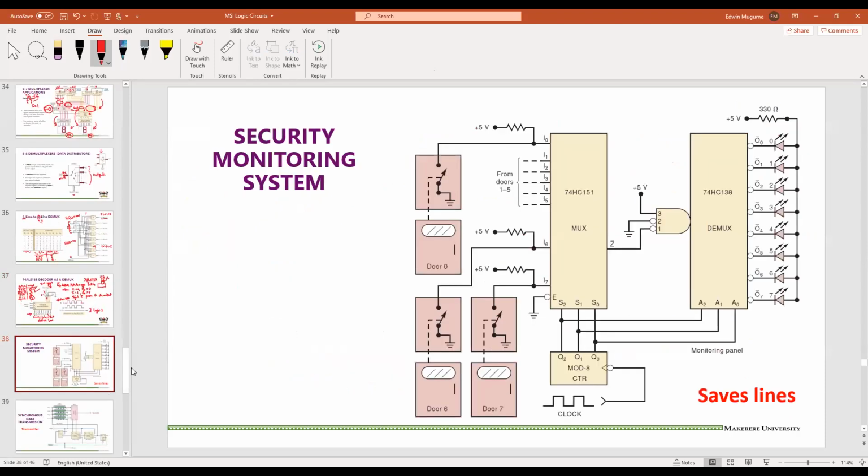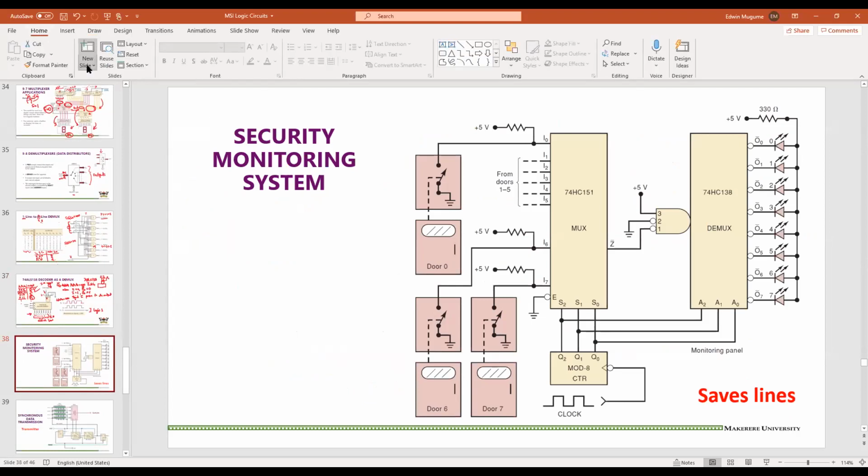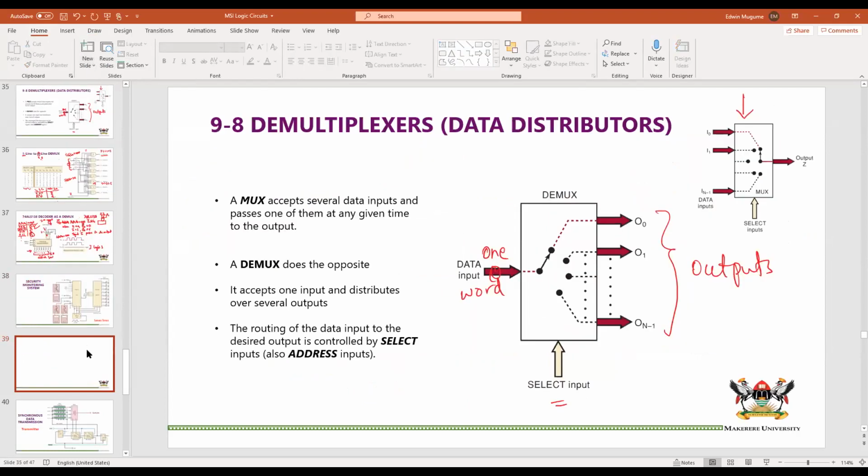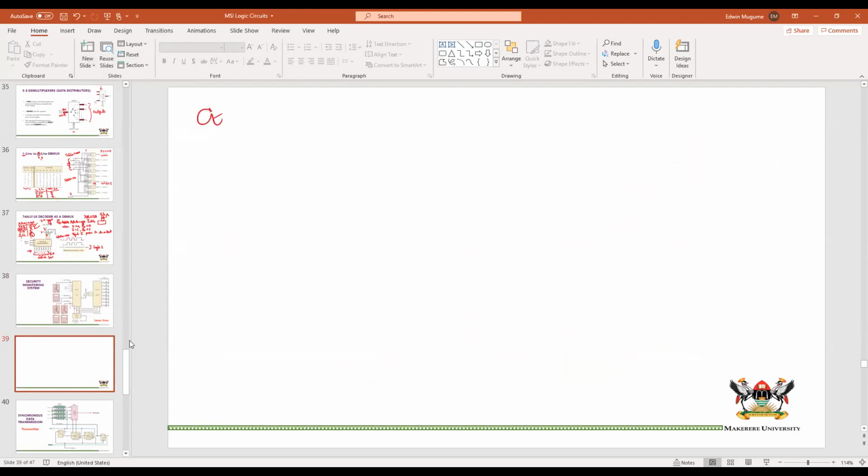Let us look at some applications. We have this system, which is a security monitoring system. Actually, before we do this, let's assume that you have, for example, let's look at an example.